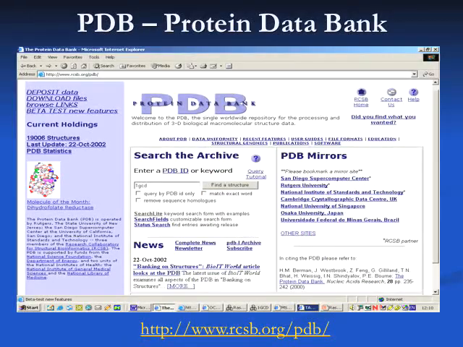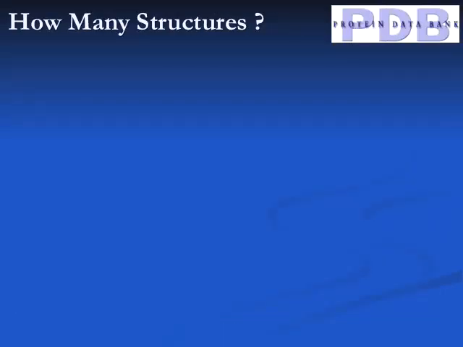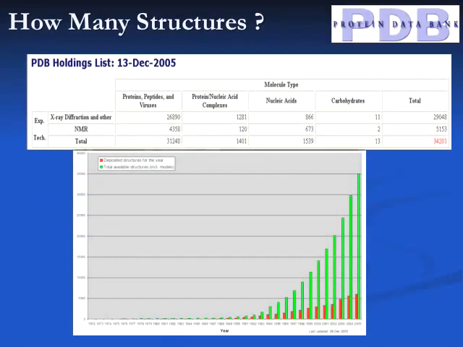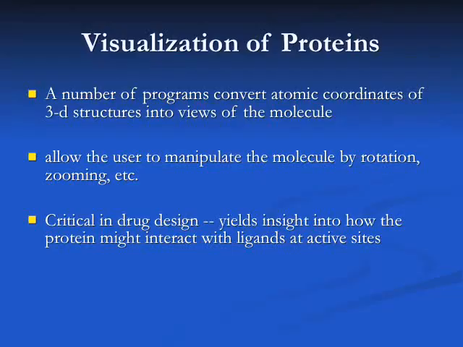Okay, here's just a picture of the Protein Data Bank. And again, this is linked on the MedChem page. We will be going to this fairly often. How many structures? This is 2005 data, and the chart at the bottom is probably the easiest thing to see: the number of proteins being added to the data bank is exponential.